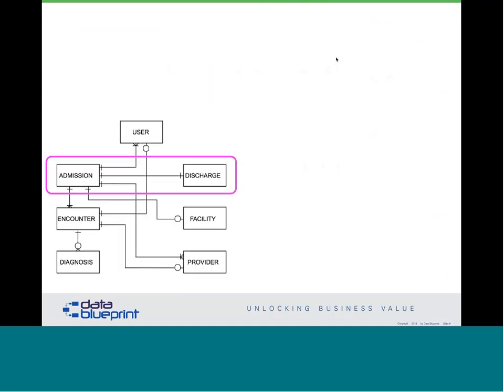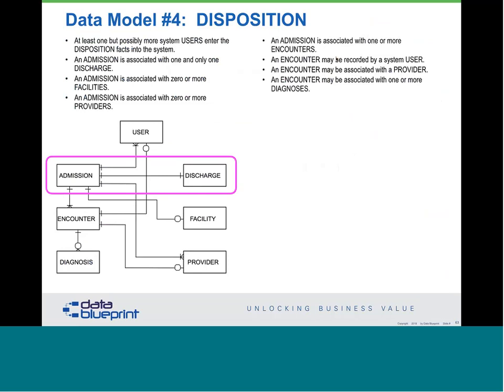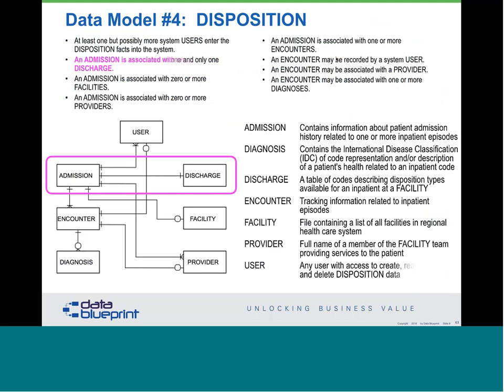Let's put that up here now in context of the examples here. You can see there's some business rules that we've written into play there, and I'm going to just change one of them on you here. There's the first one. Admission is associated with one and only one discharge. That's the thing I showed you before. And of course, discharge, there's the definition of admission, contains information about the patient episodes in there. Notice that's the definition, by the way. These are not purpose statements. And discharge is the table of codes having the disposition types that are available.